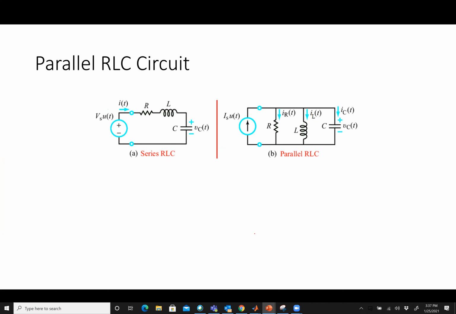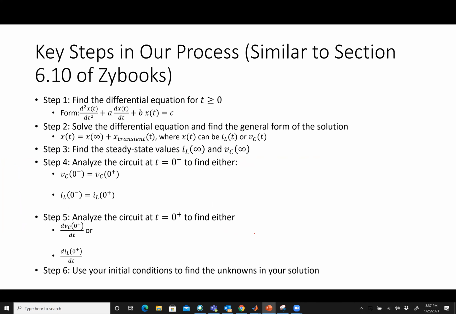There's a series RLC, there's a parallel RLC, and then there's all kinds of stuff in between. So we're going to dive into all of those. On Wednesday, I'm going to walk through a more complete process. Today, we really only talked about the first 2 steps: how do I get the basic form of the differential equation, and how do I get its basic solution?